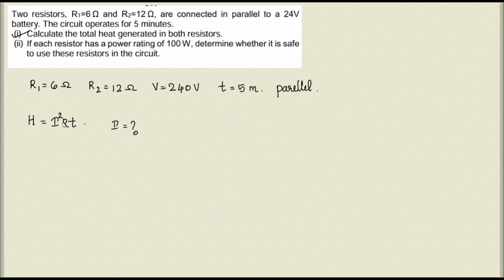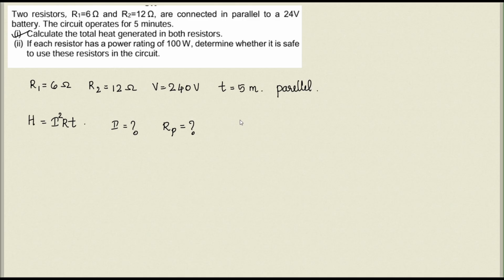Resistance is given. We have to take the effective resistance because two resistors are there. As they are in parallel, we have to find it first. And time is given, but this is in minutes, so don't forget to convert time to seconds. So how will we find all these values?